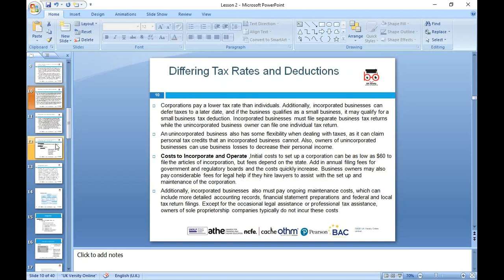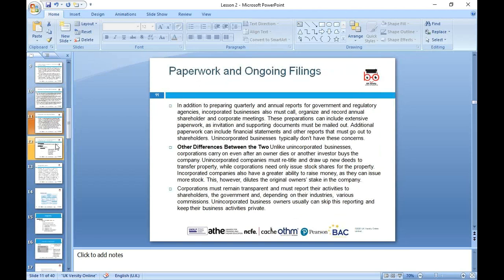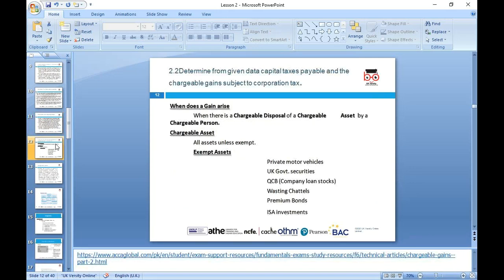So 2.1 is all about incorporated and unincorporated businesses. What is the key difference? The paperwork, of course, is the difference, because there's more paperwork for incorporated than non-incorporated business. So next we have 2.2. 2.2 is to determine from the given data capital taxes payable and chargeable gain. So first we need to learn what is meant by chargeable gain. Do we know what is meant by chargeable gain?